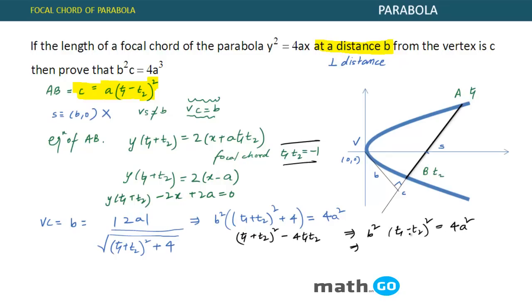And then we know that t1 − t2 is nothing but c by a. This becomes 4a². Just solve this and we get our answer that b²c = 4a³. And this is what we were asked to find.